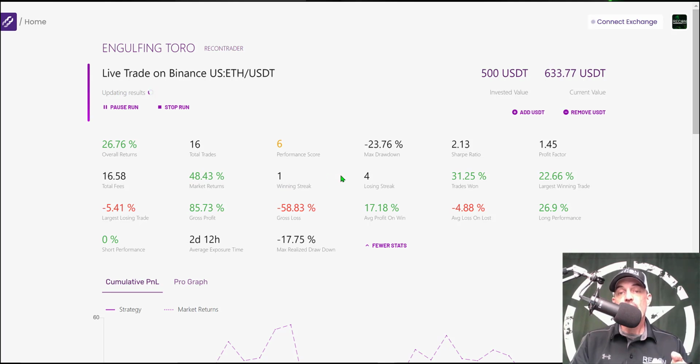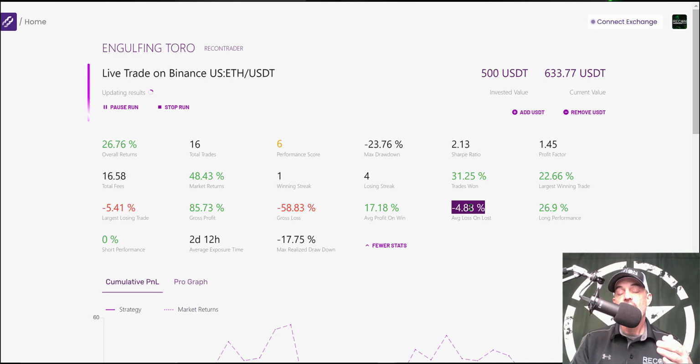Now, the bot did have a losing streak of 4, and I can tell you during that losing streak, it's about a 20% drawdown on those 4 trades. Here's proof that you don't have to have a high win rate to be profitable. My win rate is only 31% of my trades, yet I'm up almost 30%. And that is due to a strong risk versus reward ratio.